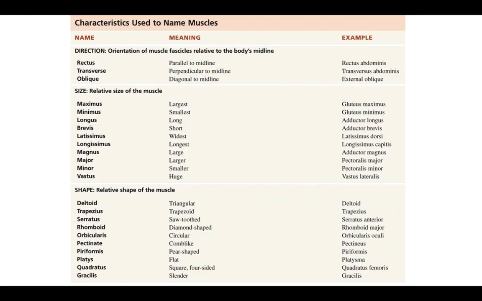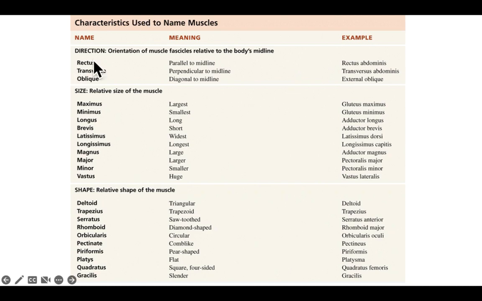These are all characteristics used to name muscles. I'm not going to go over all this. You can kind of pause me if you want and go through these. But when you get to a muscle and you look at its name and you don't know one of the words in the name of the muscle, look it up. All right, it's going to help you.